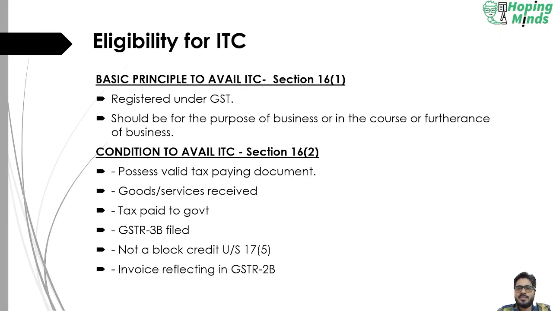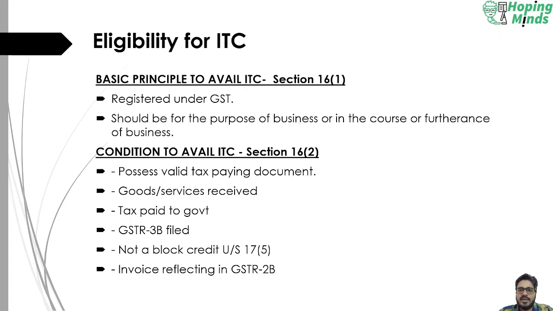Possesses valid tax paying document. So tax invoice is the primary document on the basis of which input tax credit can be claimed. No input tax credit shall be allowed if a tax invoice has not been issued. Next, goods or services must have been received. Without the receipt of goods or supply of services, input tax credit cannot be claimed. Then taxes must have been paid to the government.